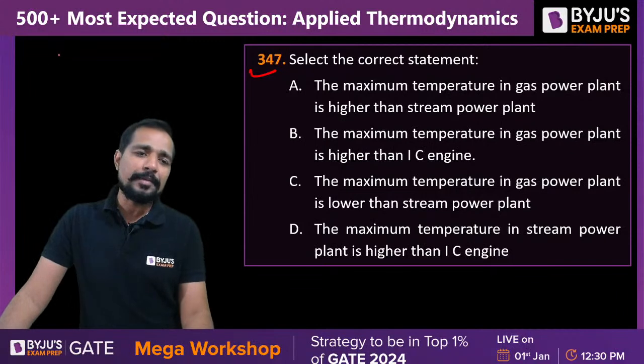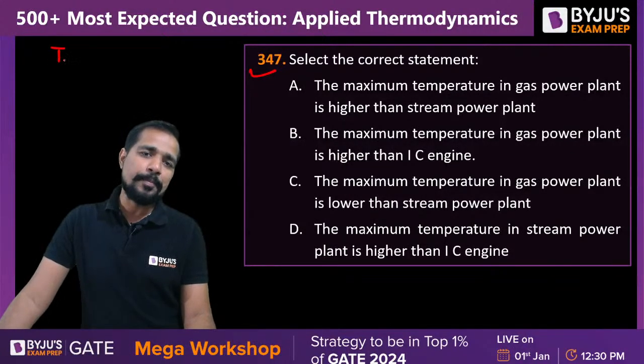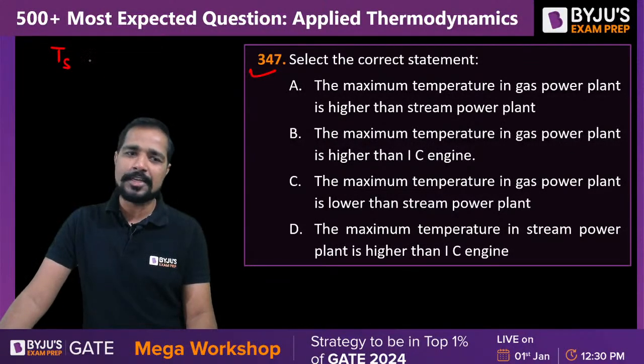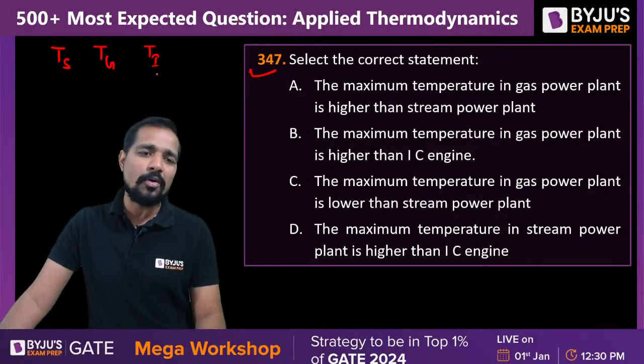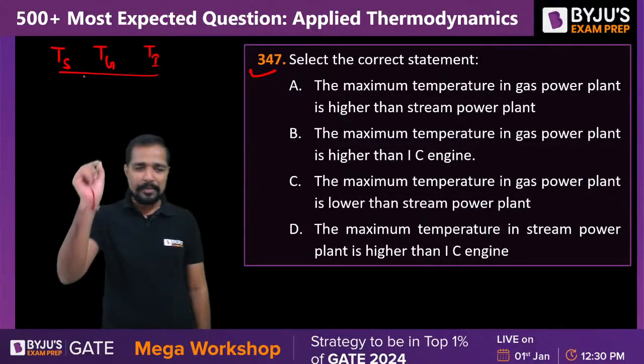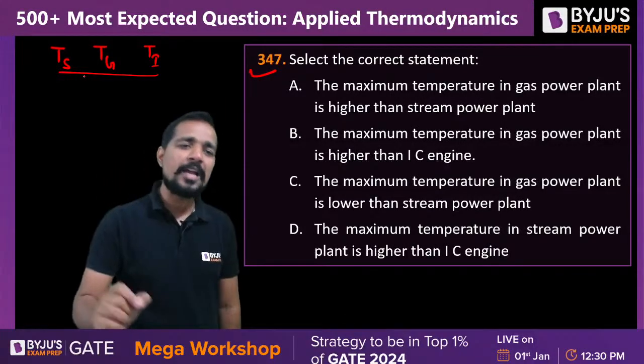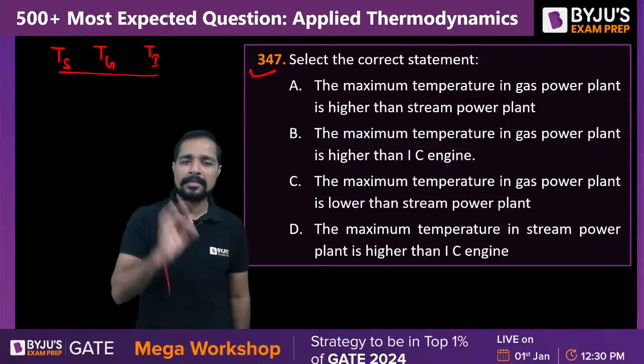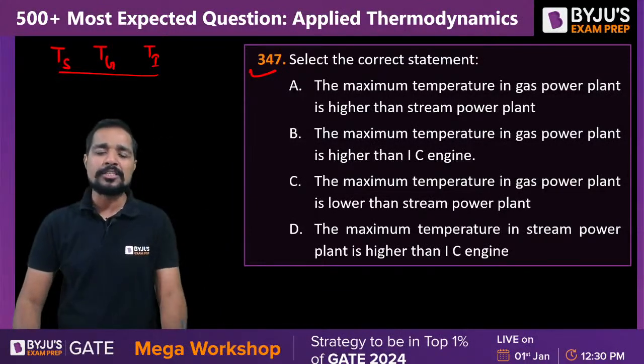Here, let me tell you, this is the temperature of the steam power plant. This is the temperature of the gas power plant. This is the temperature of the IC engine. Now in all these portions, you have to maintain the relation: temperature of IC engine, temperature of gas power plant, temperature of steam power plant. Let me make the correct sequence.